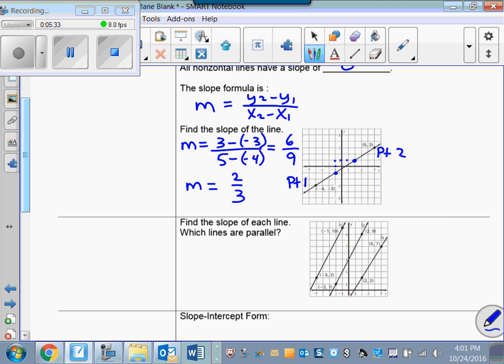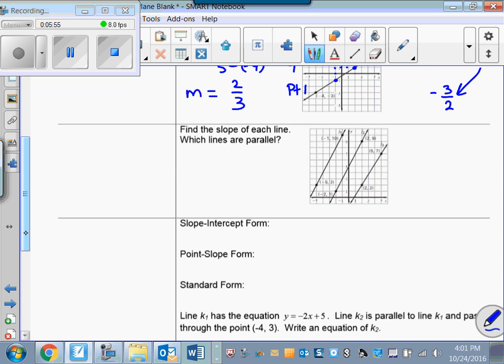Okay, just for fun, what would the slope of the perpendicular line be? The slope of the line perpendicular to this one would have to be negative 3/2, right? So the slope of a perpendicular line would have to be negative 3/2. All right, opposite reciprocal.